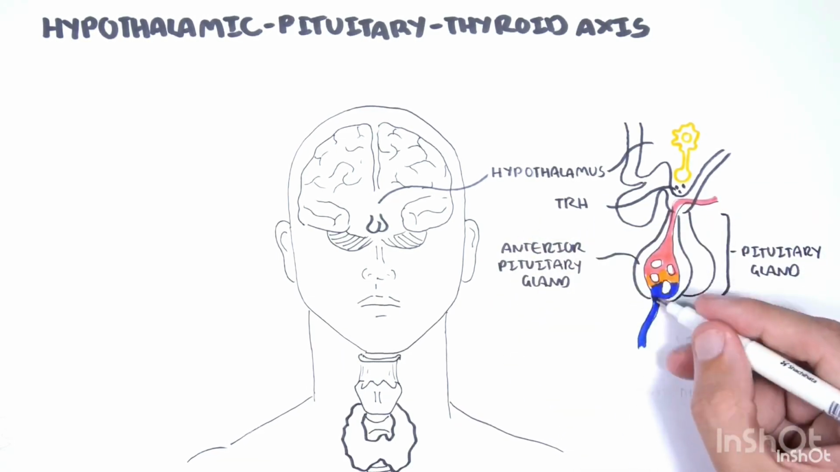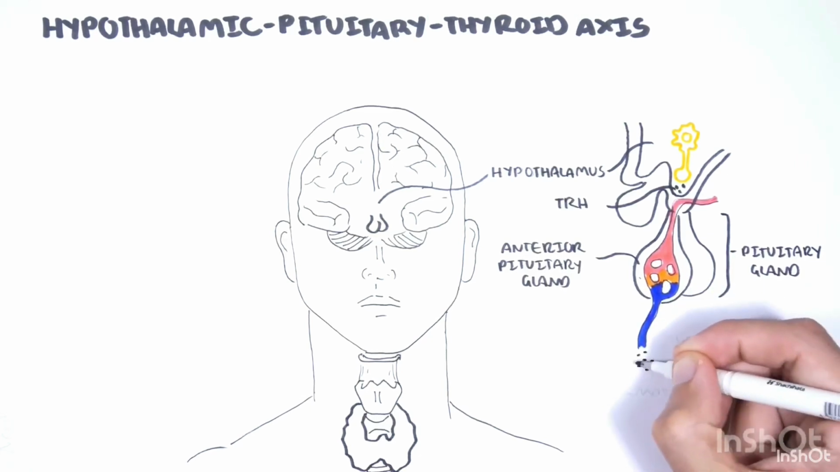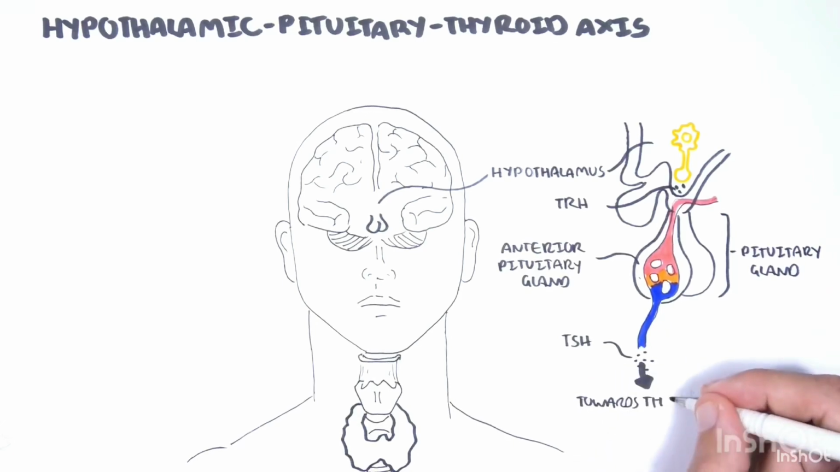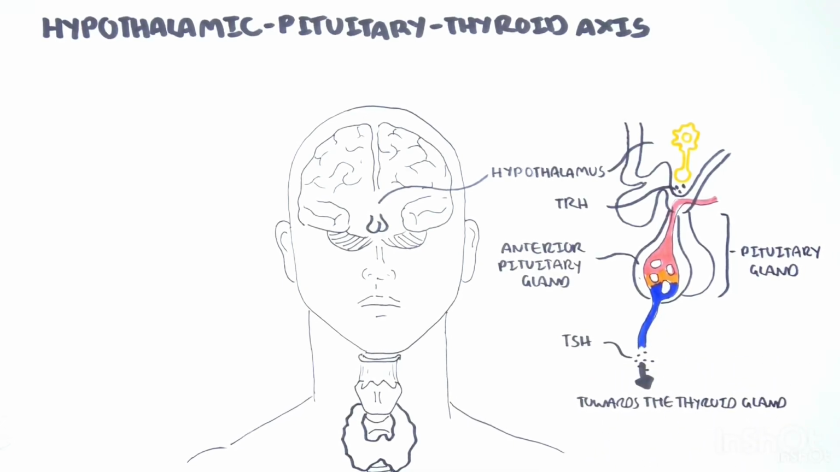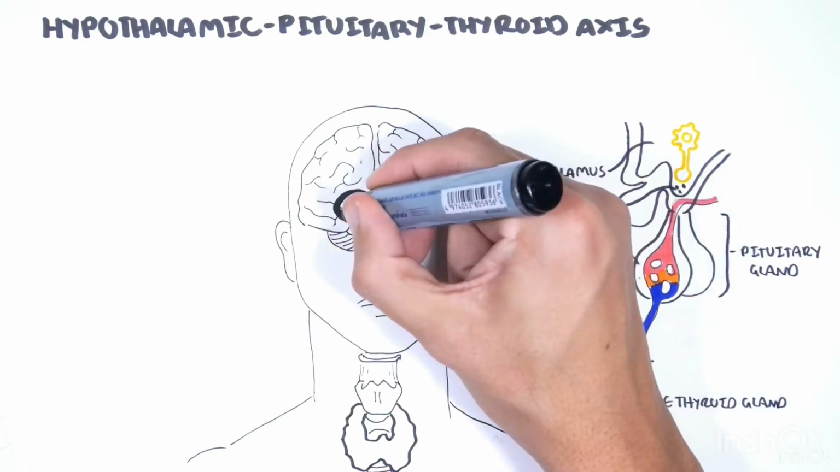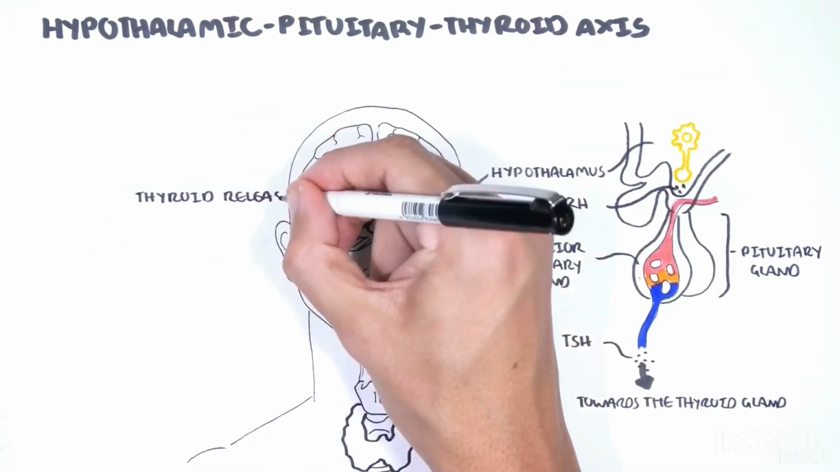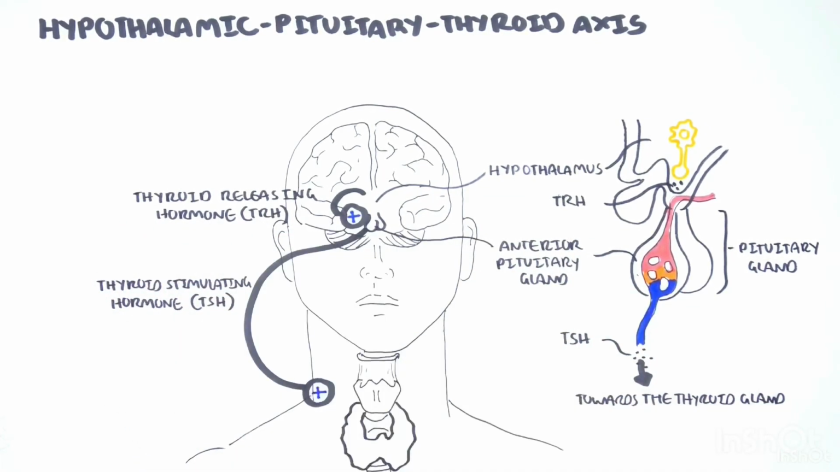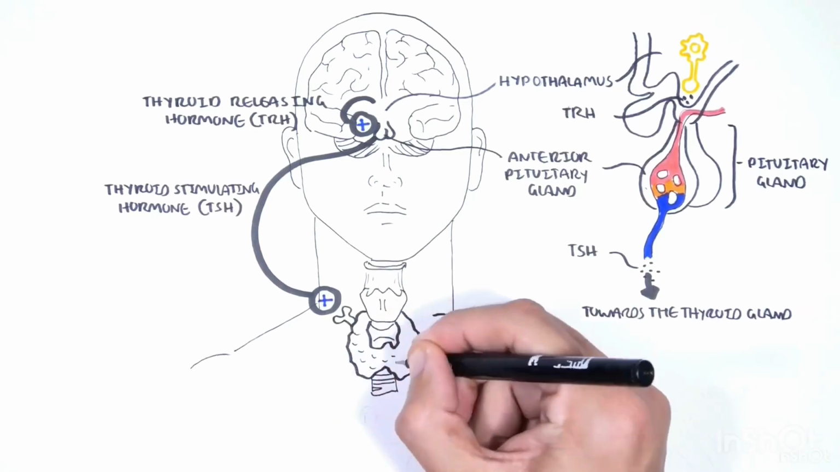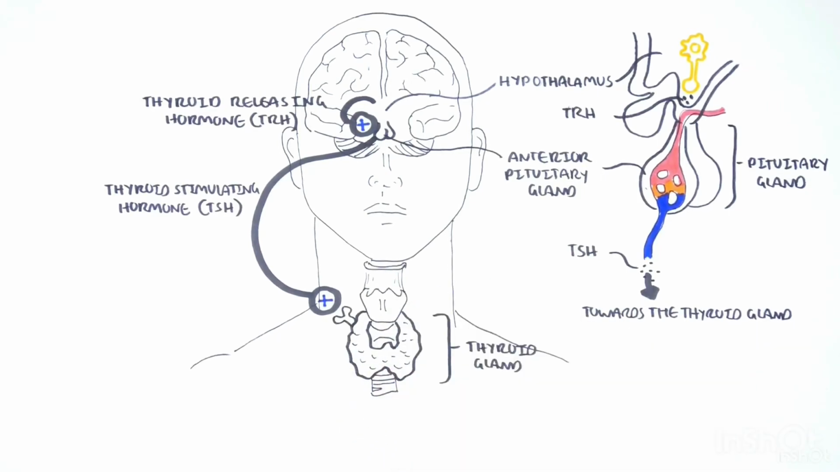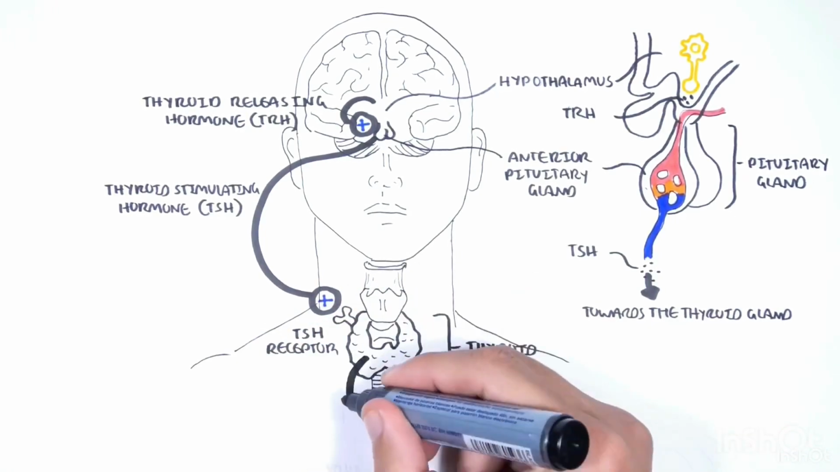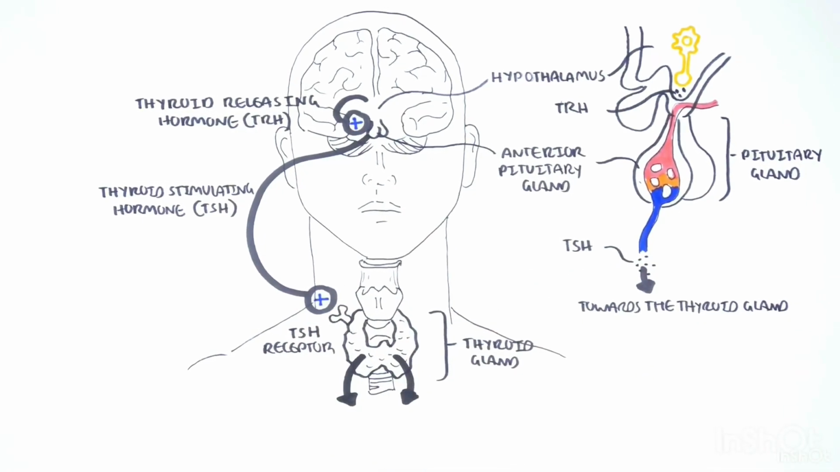Thyrotropin releasing hormone, TRH, which is a tripeptide, stimulates the release of TSH, which is thyroid stimulating hormone, from the anterior pituitary, which in turn travels to the thyroid gland to stimulate the synthesis and release of thyroid hormones. Again, TRH stimulates the synthesis and secretion of TSH, which acts at the thyroid to stimulate all steps of thyroid hormone biosynthesis and secretion by binding onto TSH receptors.